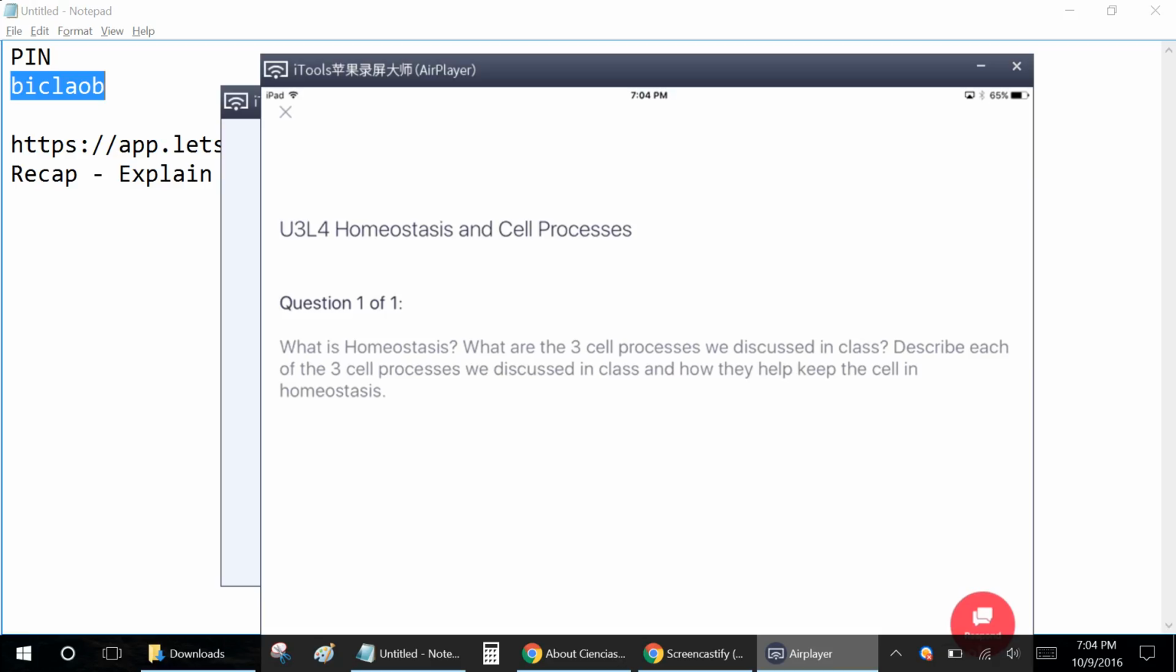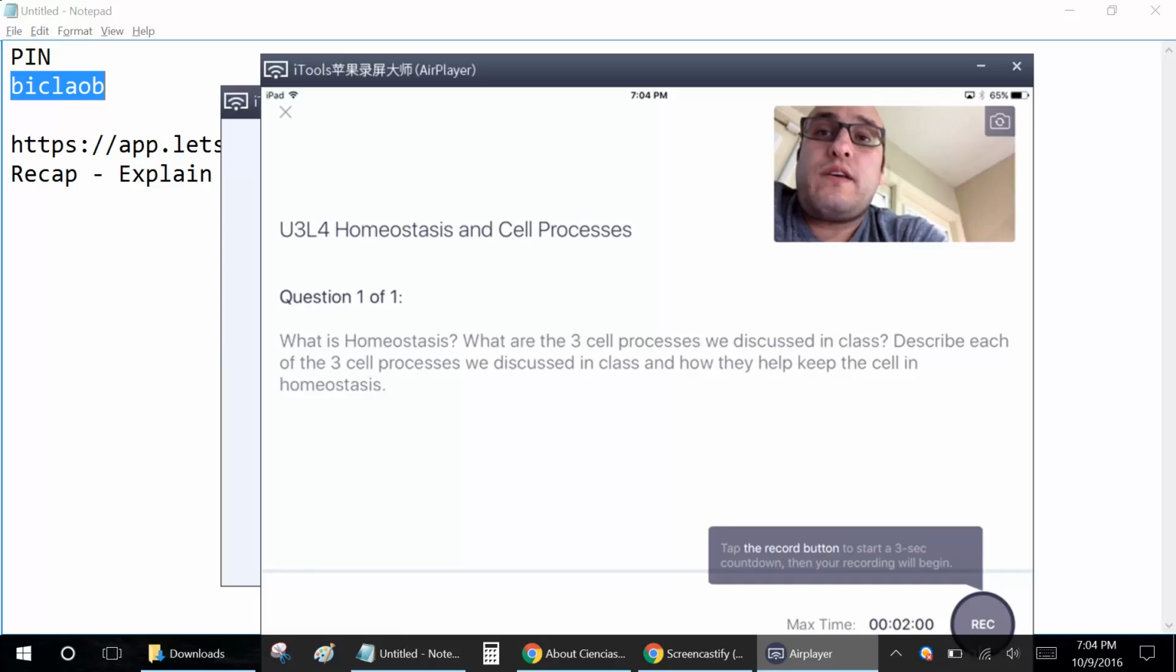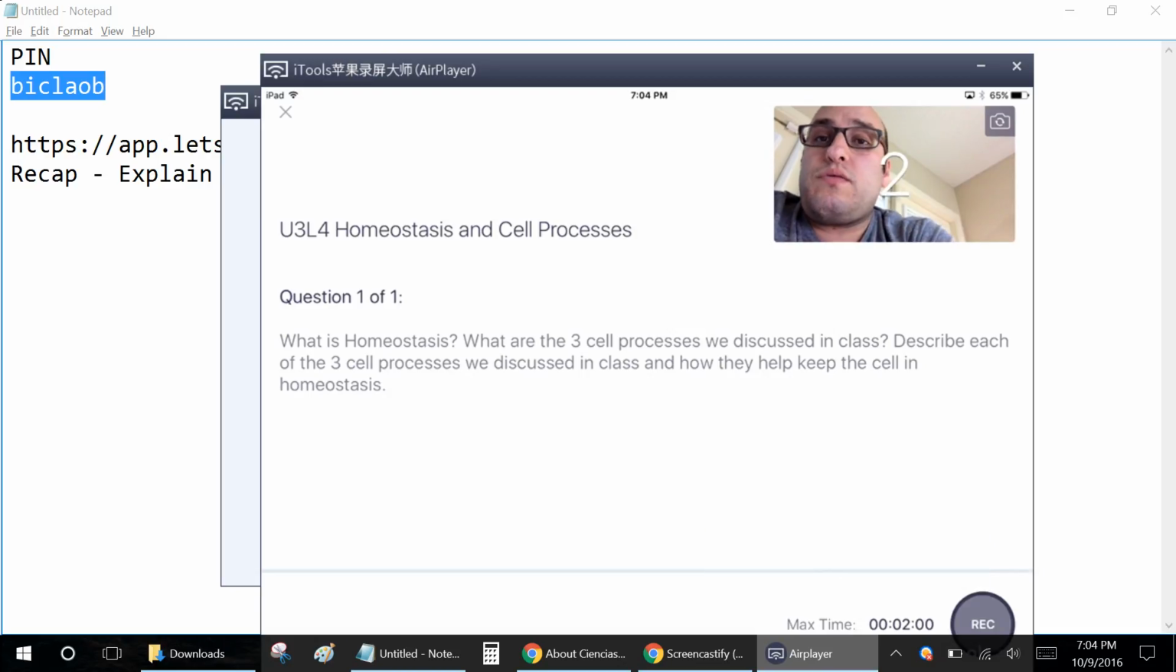Question: what is homeostasis? What are the three cell processes we discussed in class? Describe each of the three cell processes we discussed in class and how they help keep the cell in homeostasis. You have up to 2 minutes, by the way, no more. So here we go. You ready? Okay. You can see your face in the corner as your response. You can click on record when you're ready. Okay. And then there's a 3-second countdown. So 3, 2, 1.